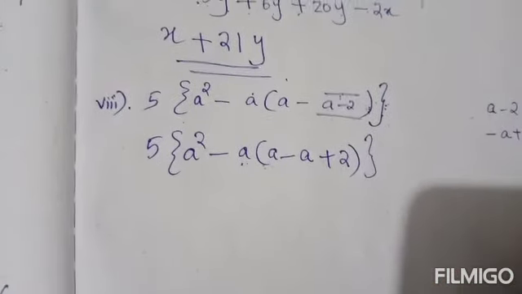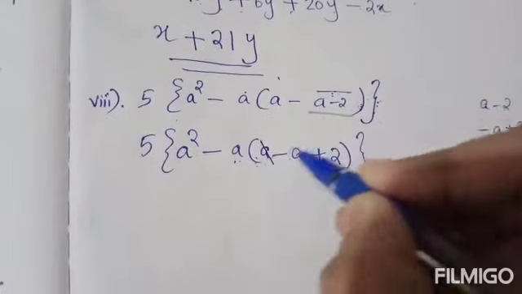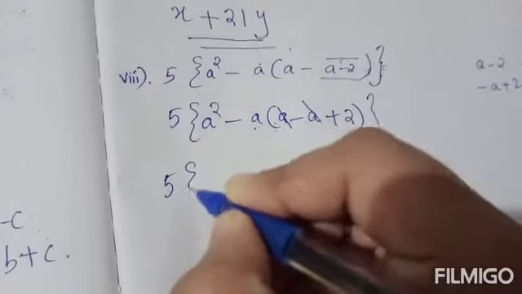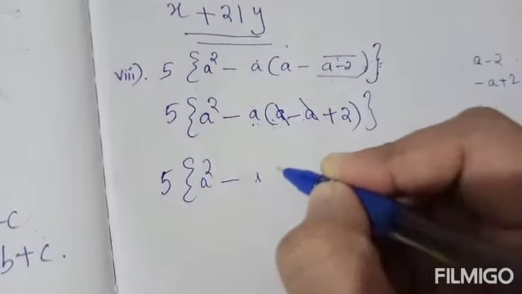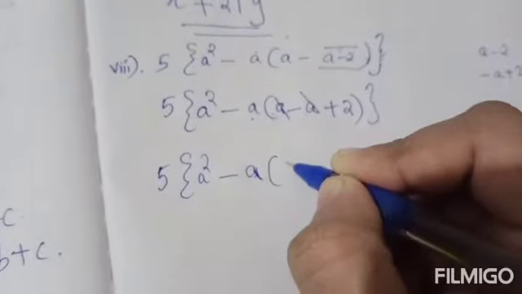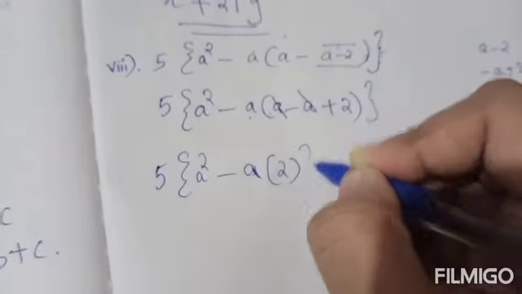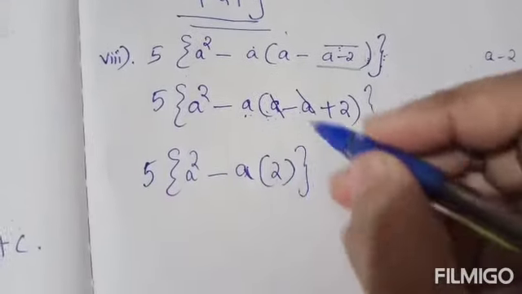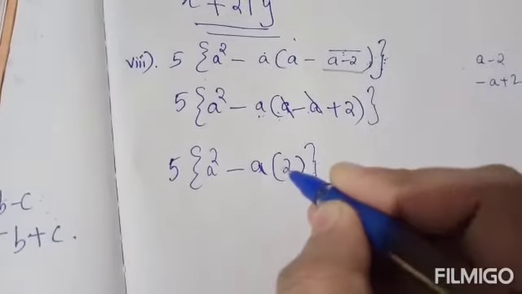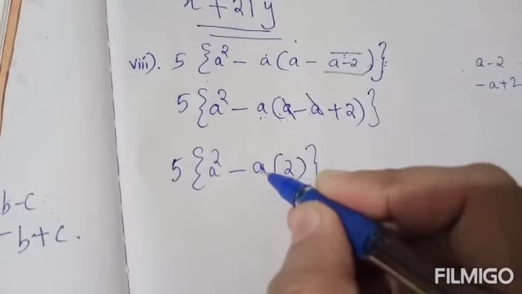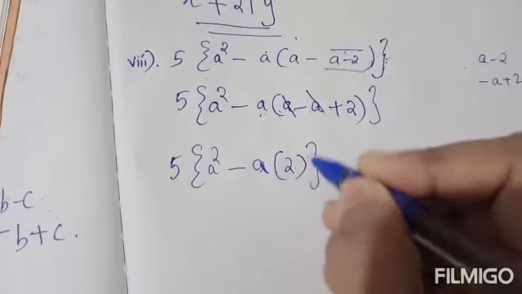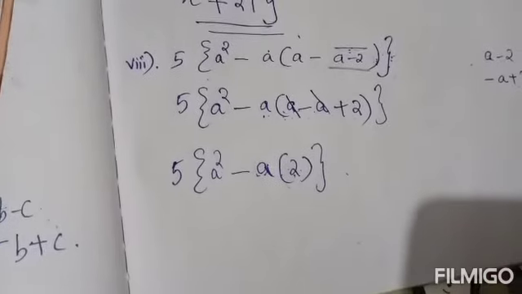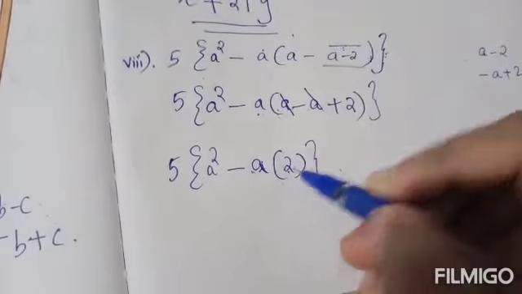Now here you can see one thing. A minus a, that will become 0. So 5 into a square minus a, in small brackets it will be 2 only. A minus a is 0, so you can cancel, remaining 2 only inside the small bracket. Now you can open this small bracket. So a, then in the small bracket 2 means a into 2. A bracket always indicates multiplication. So here a into 2 you will get.